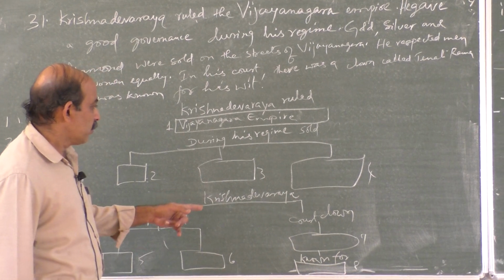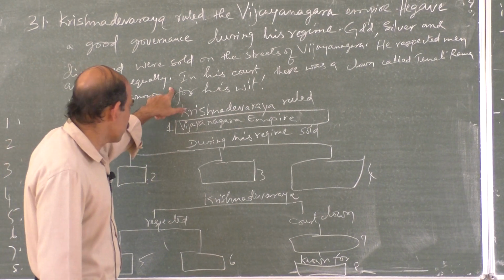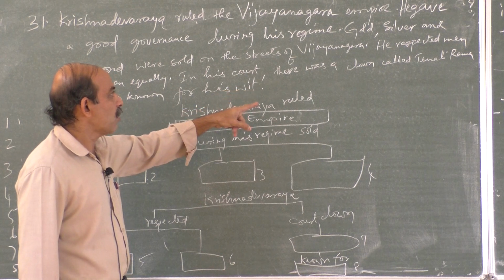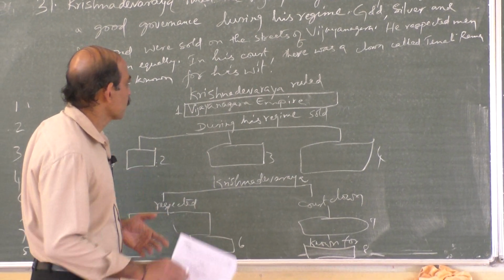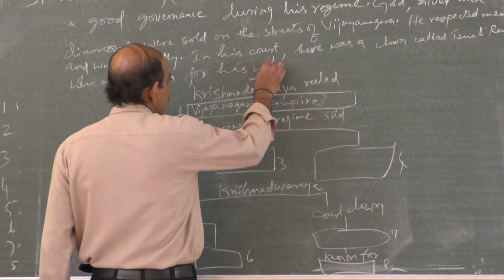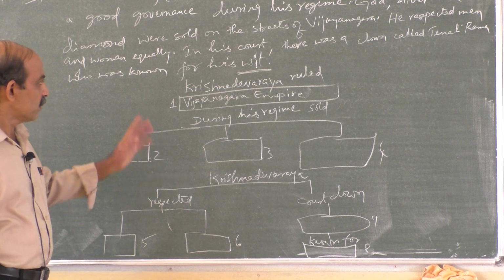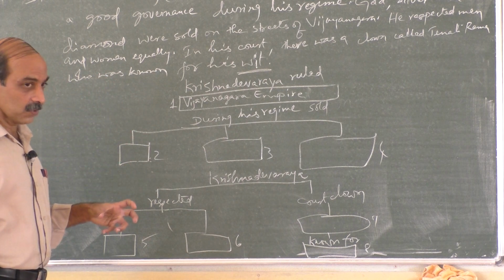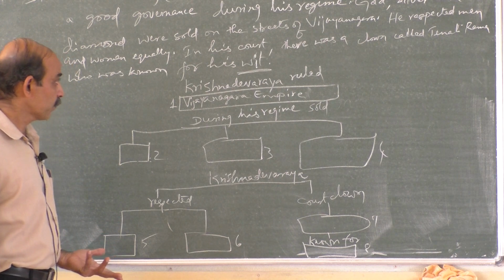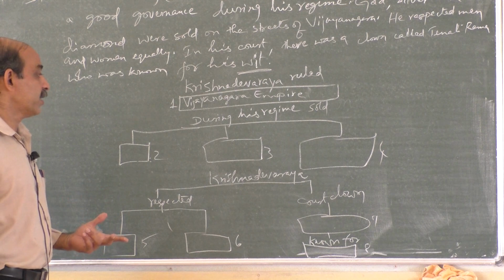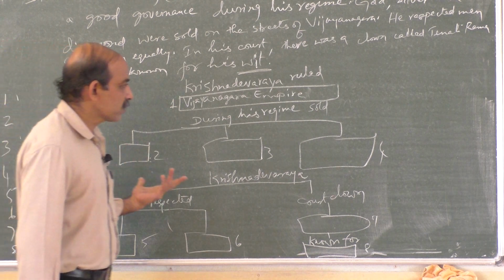Then Krishna Devaraya had the court clown. He respected men and women equally, full stop. In his court there was a clown called Tenali Rama, known for his wit. Some students may find this difficult, and that is why each and every ingredient you have to understand. Each item is important, and sometimes they are not able to trace which item has to be written. Just use your wisdom and intelligence to understand that, so that you get 4 marks very easily.